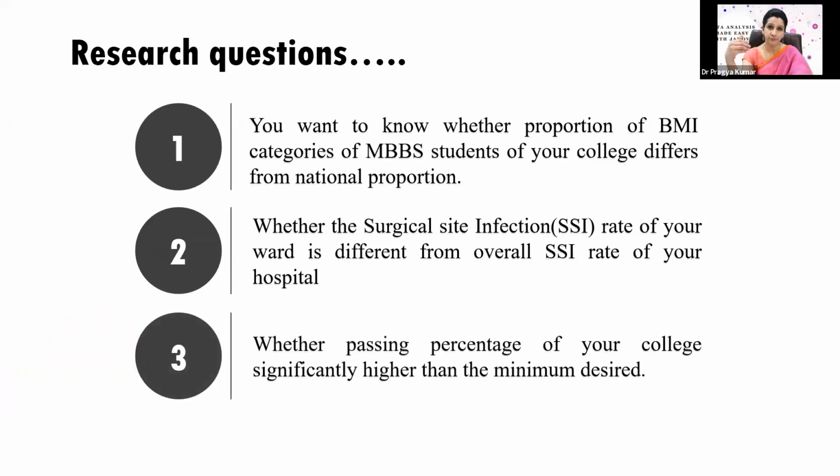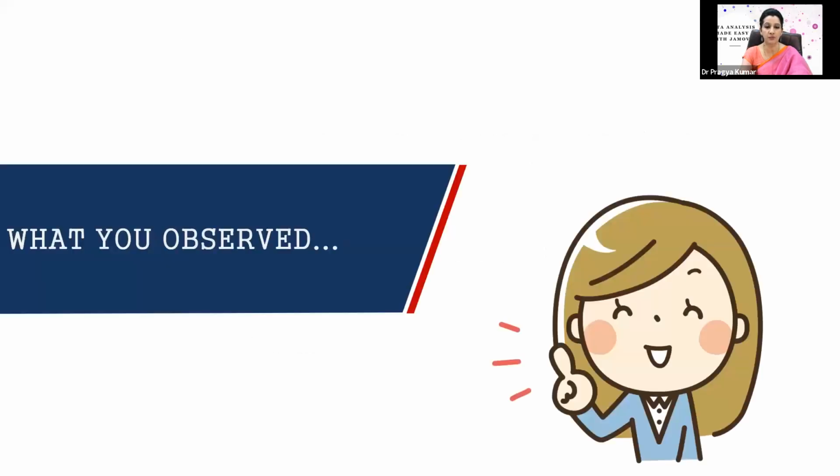Or if I want to compare the passing percentage, like I can say that in my AIIMS Patna, 70% of the students passed. But if I compare with any other college, I may say that no, there the proportion is different and I want to compare. So in that case also you can use the chi-square goodness of fit.